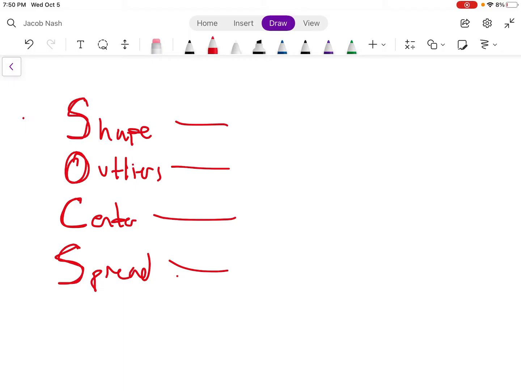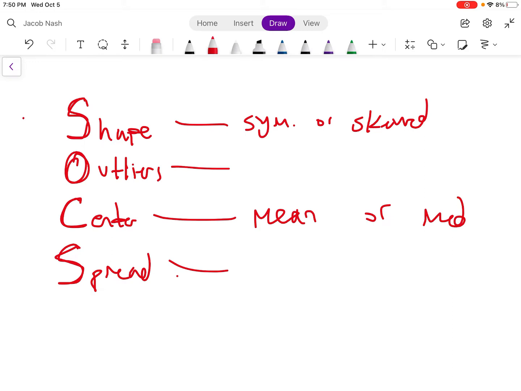What do these four things mean? The shape is literally, is it symmetric or skewed? If you think it looks symmetric, don't say that it is. Say that it's almost, or relatively, symmetric, unless you know for sure that it is. We already talked about how to know which way it's skewed. Outliers, I already said how to find those. The center can be the mean or the median. You almost always are going to use the median as the center.